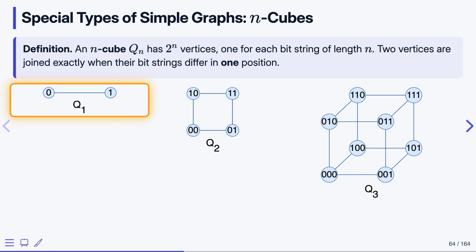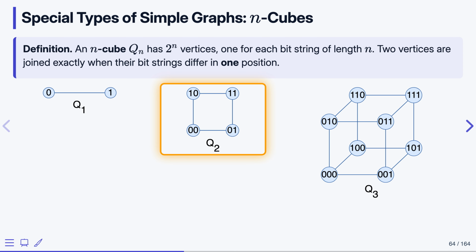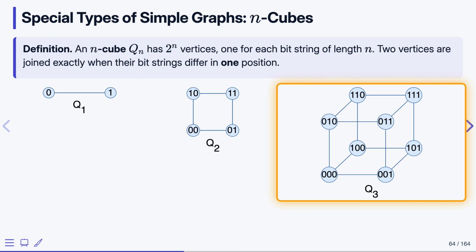Look at Q1. It has 2 vertices, 0 and 1. They differ in 1 bit, so they share an edge. Q2 has 4 vertices, 00, 01, 11, and 10. They form a square. Walk around it, and each step flips exactly 1 bit. Q3 has 8 vertices, and it looks like a cube. In Q3, the vertices 000 and 100 differ only in the first bit, so they are joined.